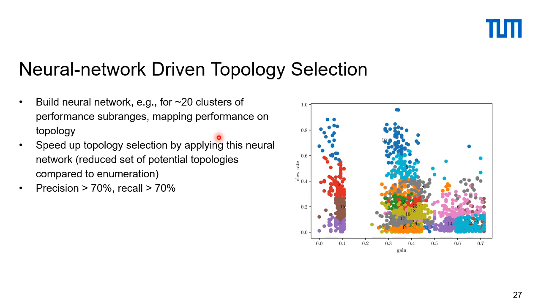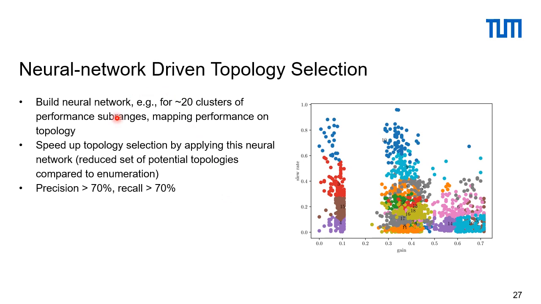The point is we want to reduce the number of potential topologies we have to try. If we come up with a specification, it gives us a subset of all these learned implementations, and then we take a closer look at that.